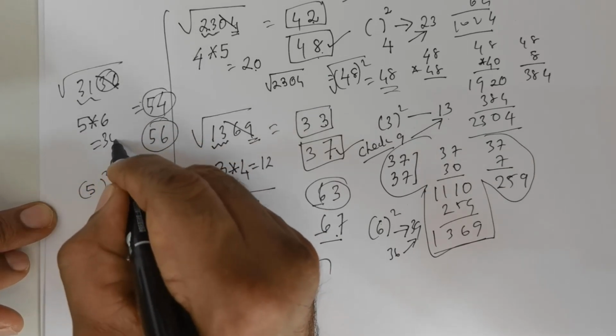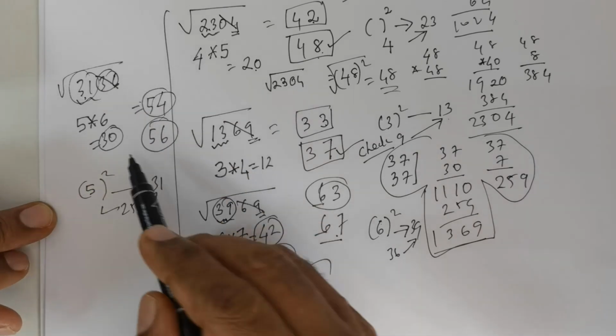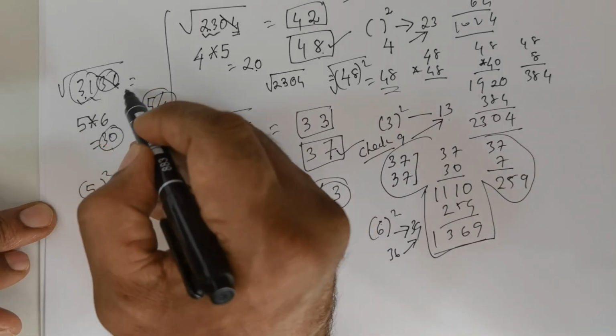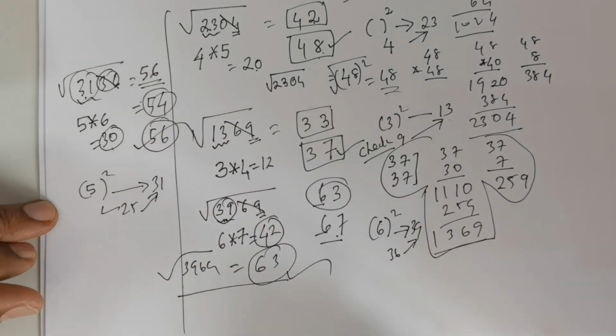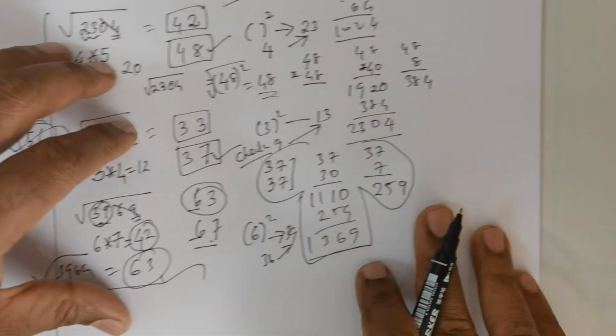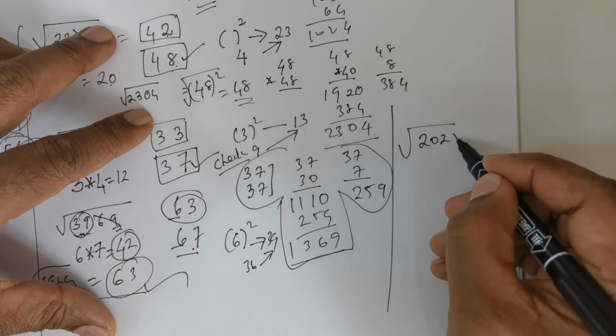Multiply 5 with 6, you get 30. Compare this number with this number. If this number is greater than this number, then this would be the solution. So in this case, the square root of 3136 is 56. So that is the solution for this question. So like that, you can handle any 4-digit number. Finally, I will just give you the square root of 2025.